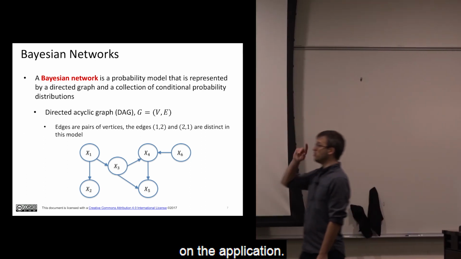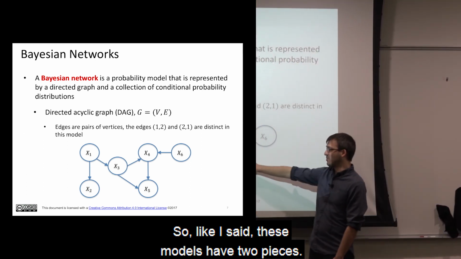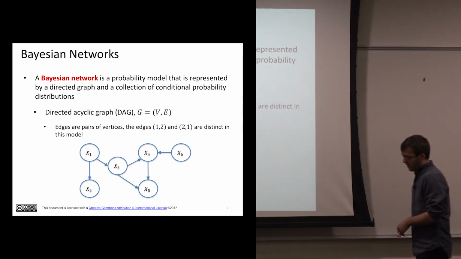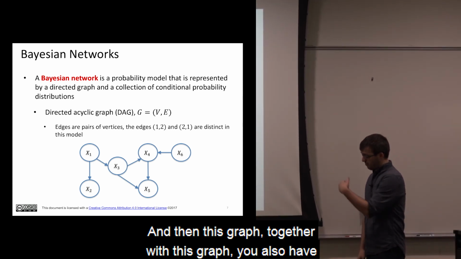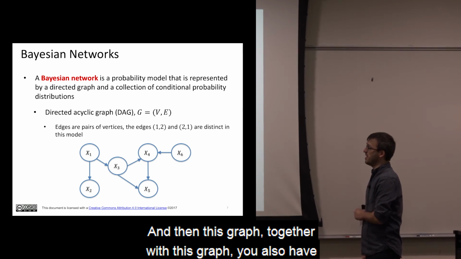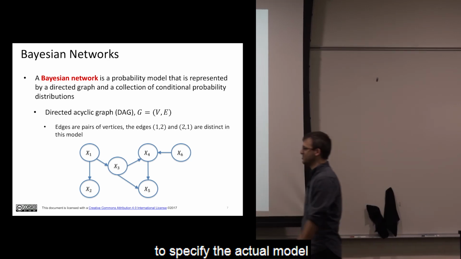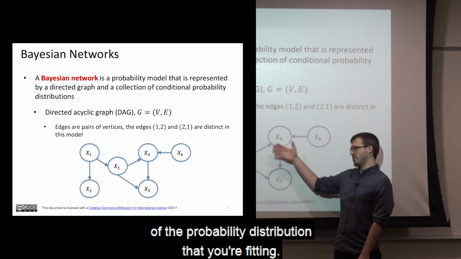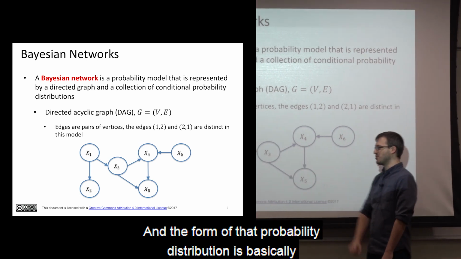Like I said, these models have two pieces. They have a graph, and together with this graph, you also have to specify the actual model of the probability distribution you're fitting, and the form of that probability distribution is basically determined by this graph.